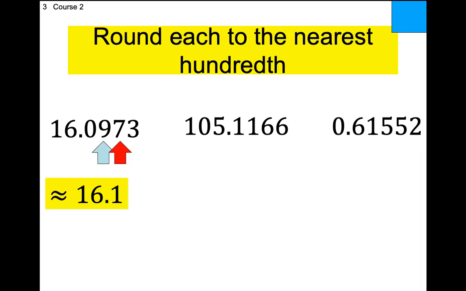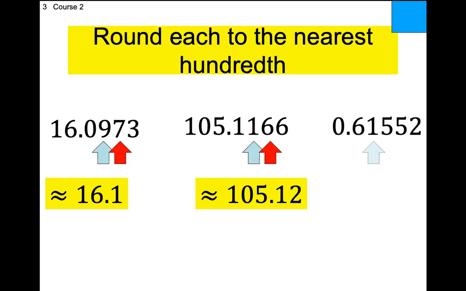All right, next. Hannah, middle one. 105.12. Can you read that the way it's supposed to be written? 105 and... 12. Perfect. 105 and 12 hundredths. Good job. All right, and the last one, Jenna.